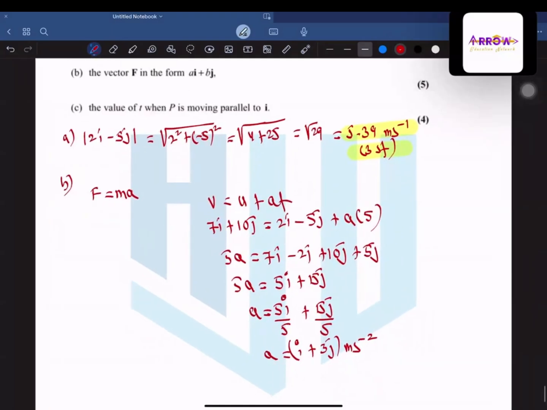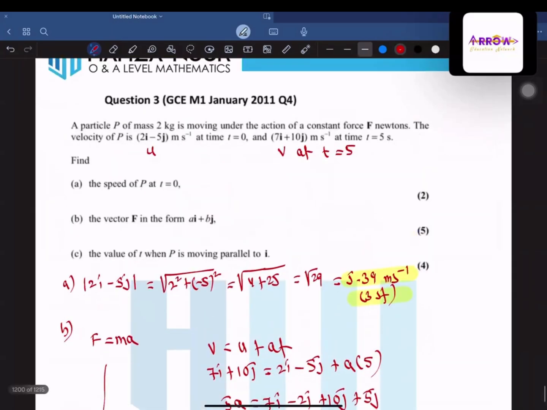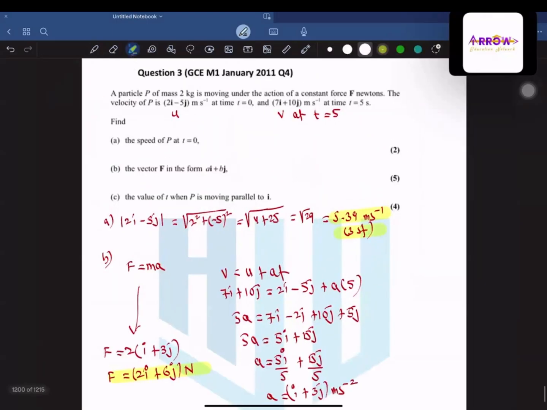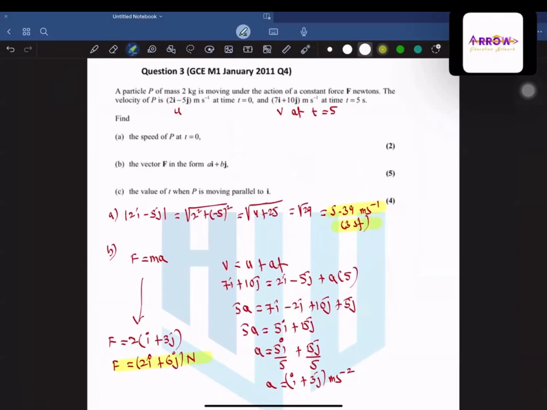And now we are going to use Newton's second law of motion. Force equals mass times acceleration. So mass is given to you, 2 kg. So 2 times this acceleration vector, meaning 2 is completely multiplied by I plus 3j. So force equals 2I plus 6j Newtons. This is your answer. The unit of force is Newtons. So this was part A and part B.